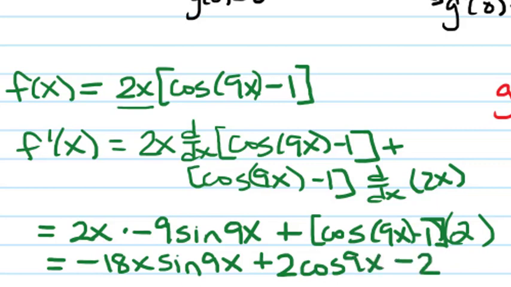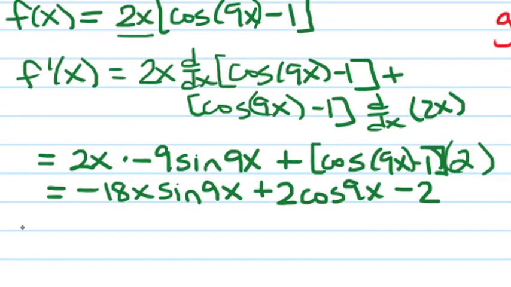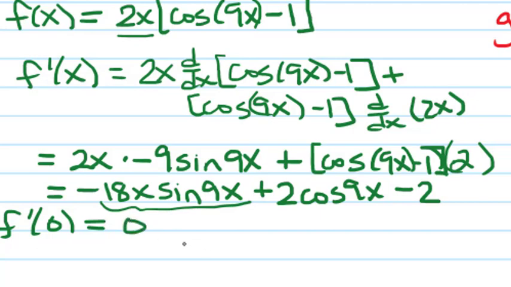And remember, what we're interested in here is if we plug 0 into that, what will we get? So let's go ahead and find f prime of 0. This first term is definitely going to be 0. You have 0 times the sine of 0 is 0. Plus, we're going to have 2 times 1, which is 2, minus, because cosine of 0 is 1, so 2 times 1 is 2, minus 2, so this is going to turn out to be 0.